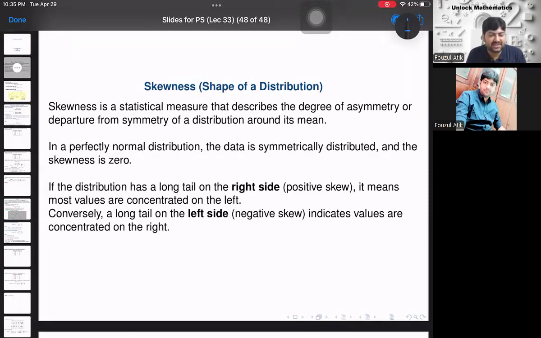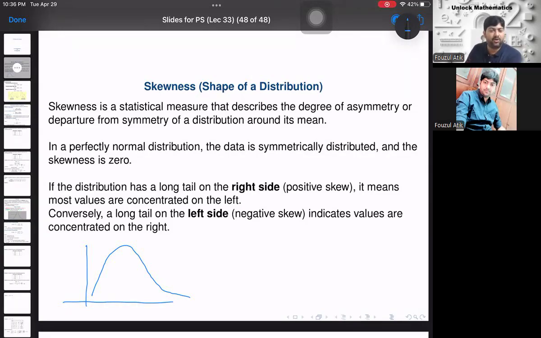Now, if the distribution has a long tail on the right side, we call it positively skewed. It means that most of the values are concentrated on the left, right? So if you have a distribution like this, it has a long tail on the right side, and you see that most of the values are concentrated on the left. In this case, we call it a positive skew.